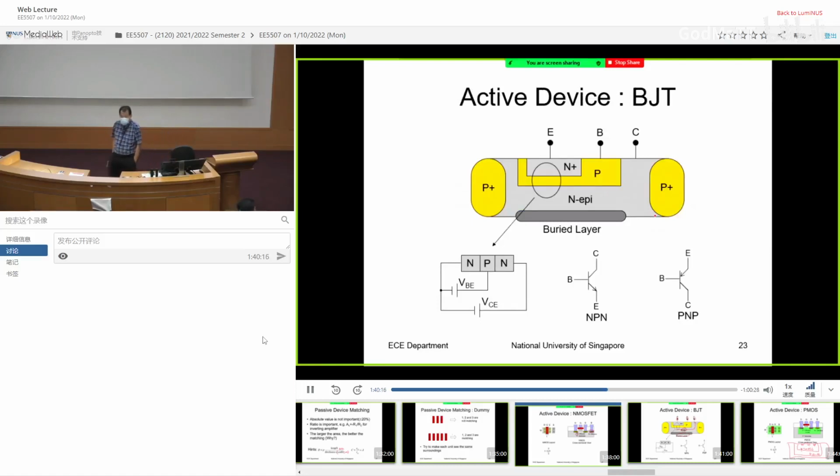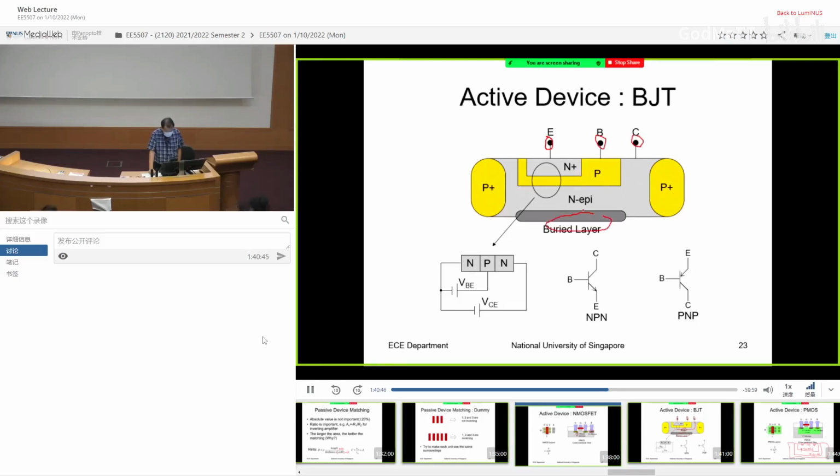BJT. So typically the BJT, you fabricate it by using an epi layer that forms the collector, and then you implant to form a base region, and then implant again to form the emitter region. And then you form the contacts on top. So this is actually a cross-sectional view, okay? So you form the contacts on top to make the emitter, base, collector connections.